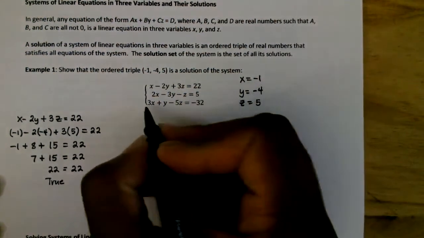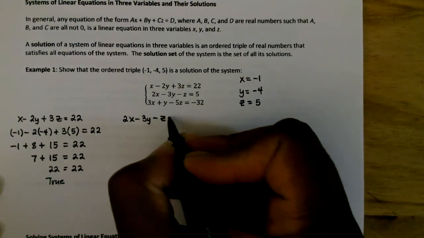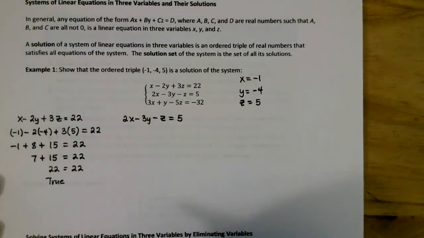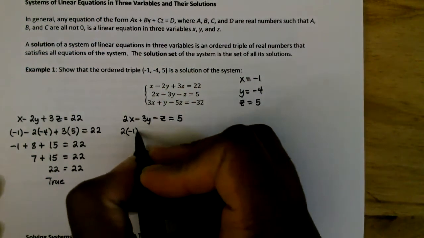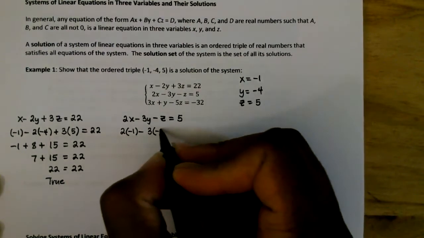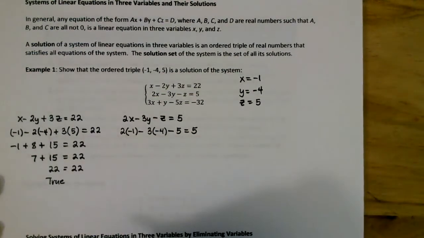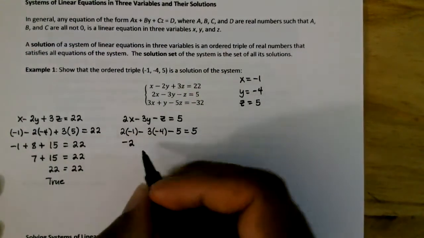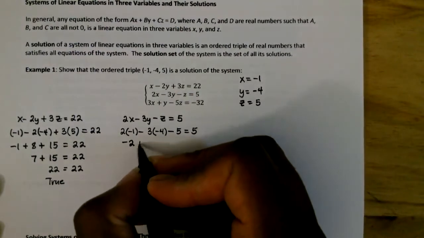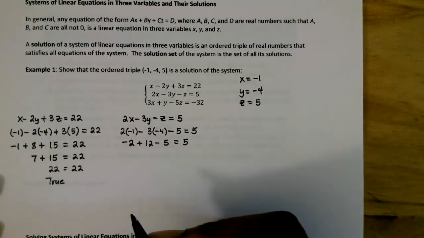Now, my second equation in that system is 2x minus 3y minus z equal to 5. Again, I'm going to replace the x with -1, the y with -4, and the z with 5. So this will be 2 times x, which is -1, minus 3 times y, which is -4, minus z, which is 5, and that should equal 5 when I simplify the left-hand side. So 2 times -1 would be -2. Minus 3 times that -4 will be a plus 12. And then minus 5, that should equal 5.